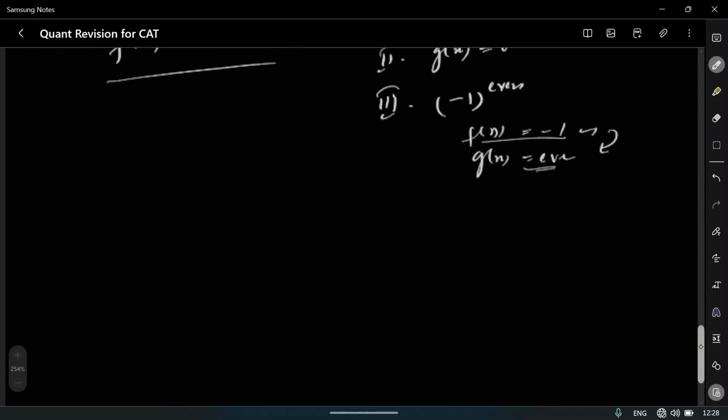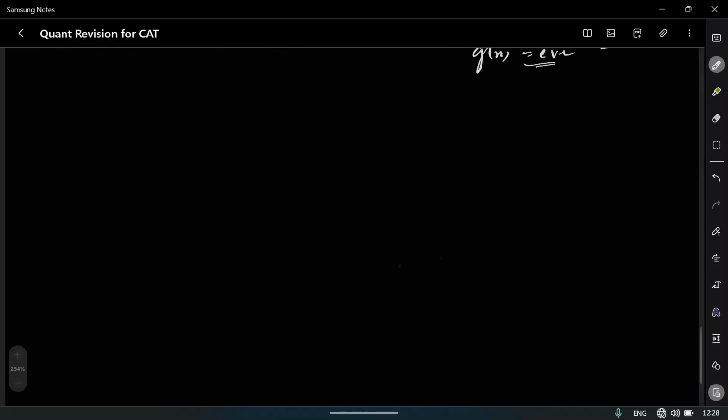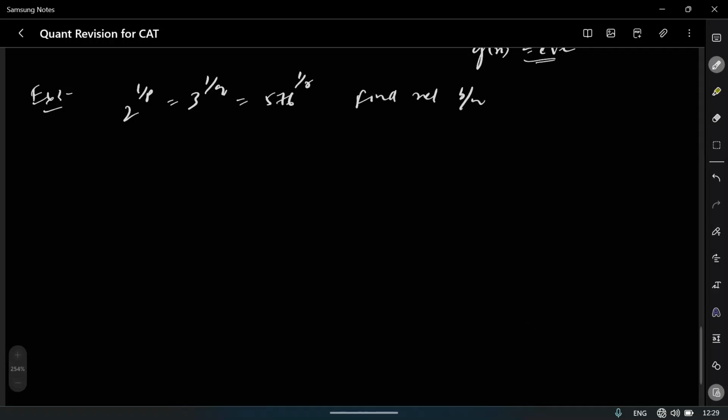Okay, and the next model is an example. Let's take an example where it is given that 2 power 1 by p equals 3 power 1 by q equals 576 power 1 by r. Find the relation between p, q and r.